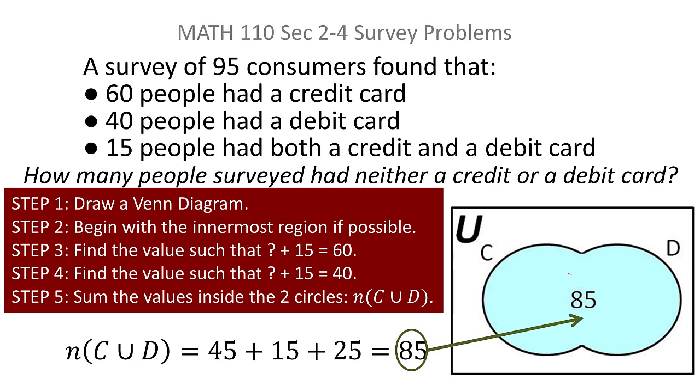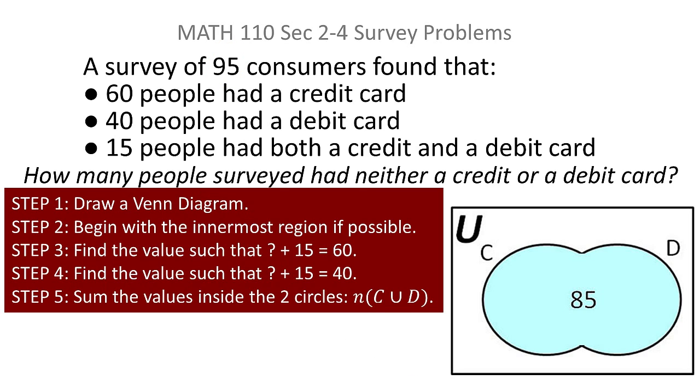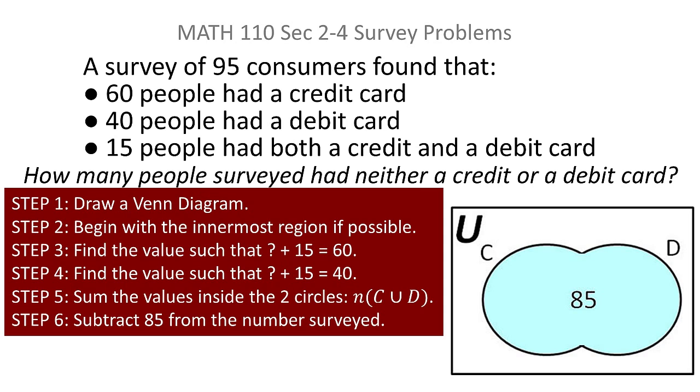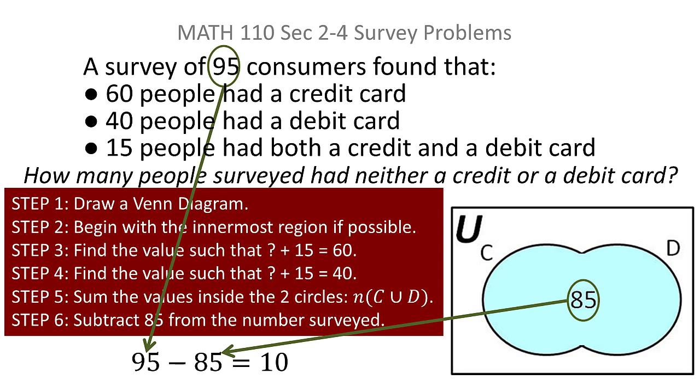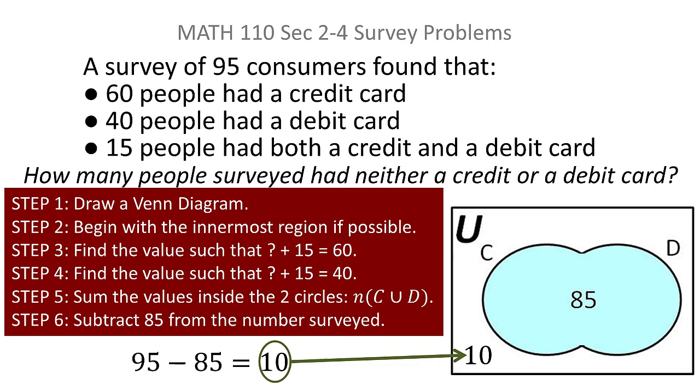So of the 85 people that are in one circle or the other, there are 10 people unaccounted for. That means that you have to subtract 85 from 95 to figure out how many people have neither one. So it turns out that 10 consumers don't have either a credit card or a debit card.